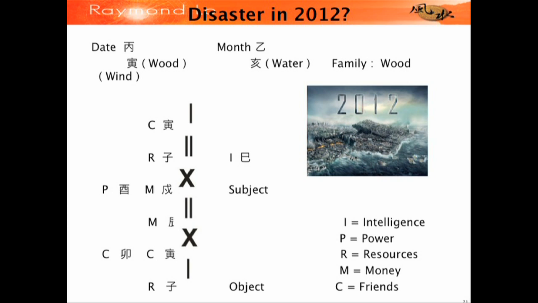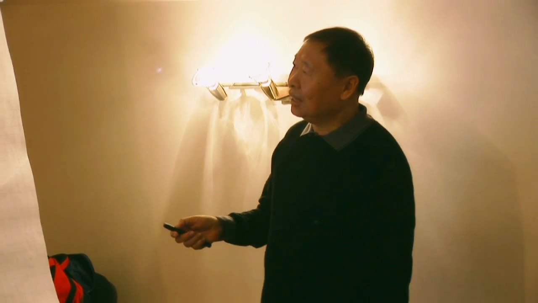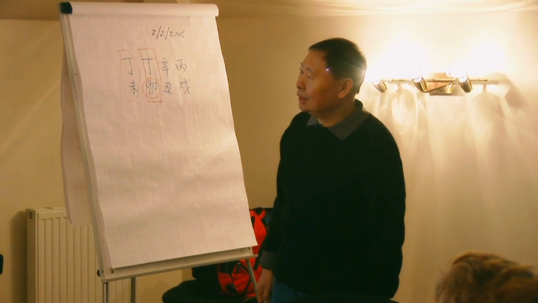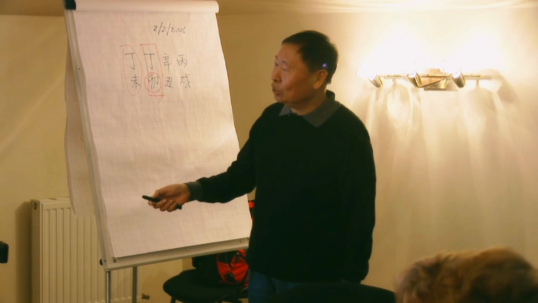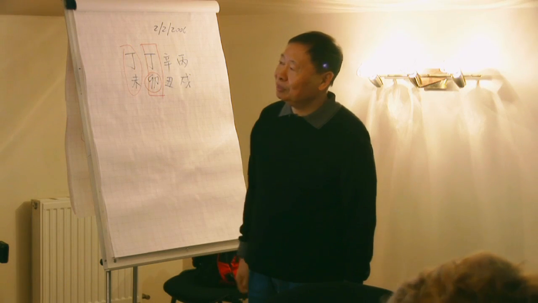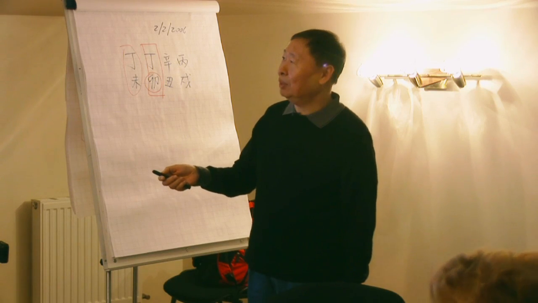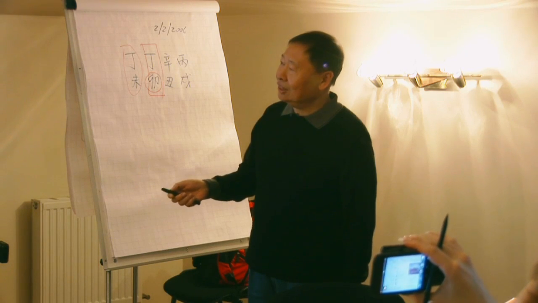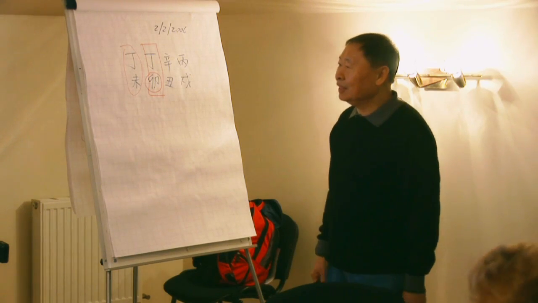So this is actually an I Ching exercise. I also asked the question of whether there will be a big disaster in 2012. The subject is our Earth, so it is the Earth element, and it is not strong. We are in a day of wood and a month of water. So yes, the Earth is not very healthy.